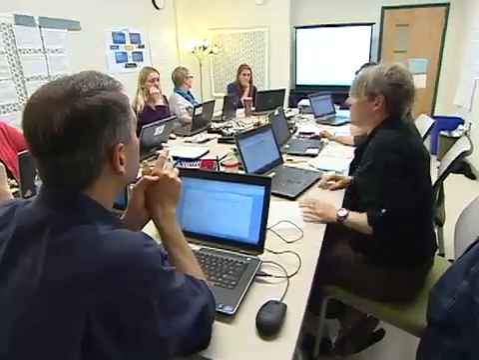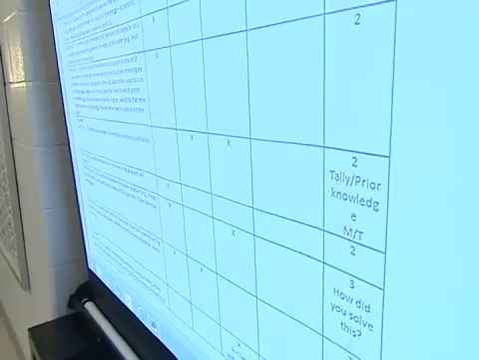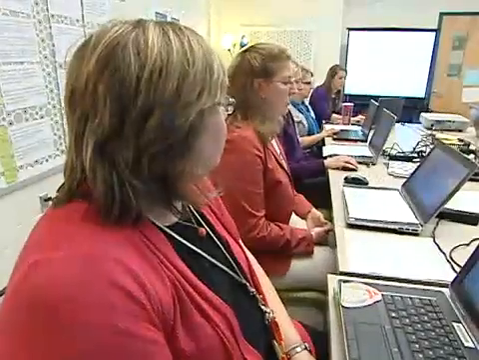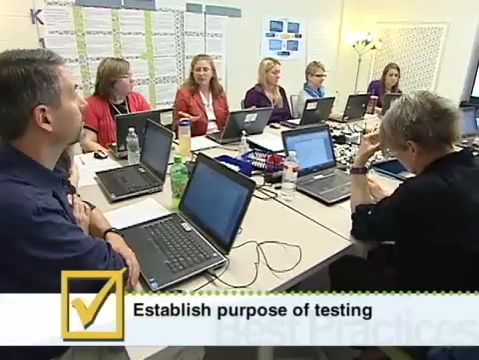Collaborative teams use a variety of protocols depending on their meeting purpose. In the next few minutes, you will see a third grade team using a protocol to develop common assessments by following these steps. First, establish the purpose of testing.